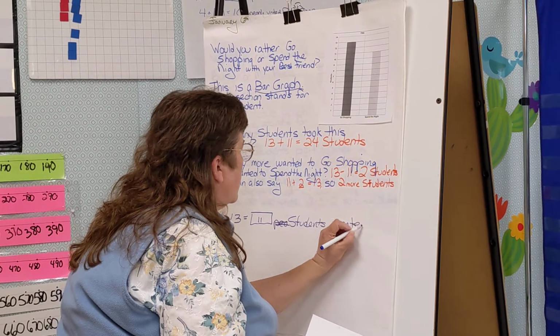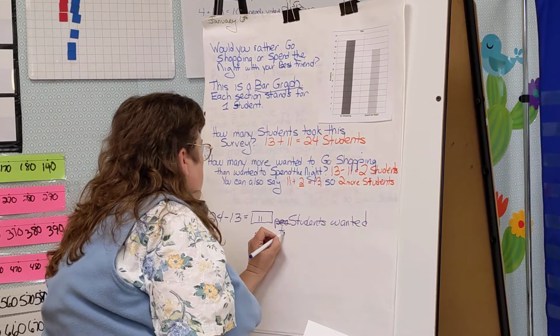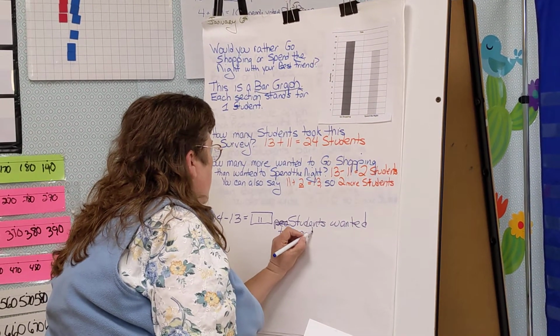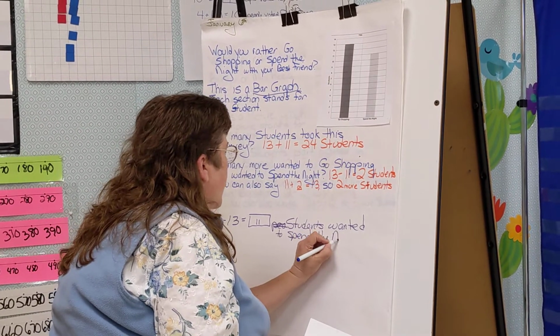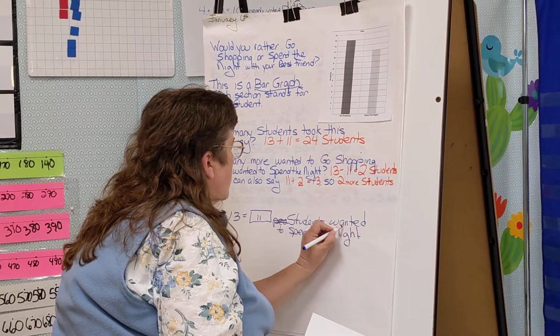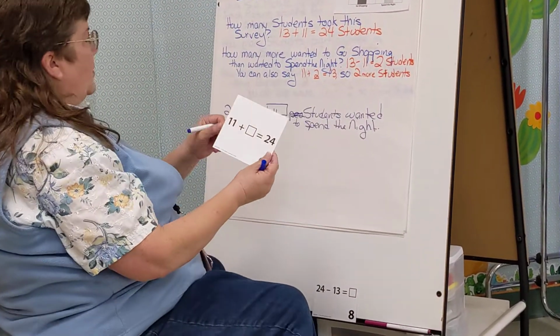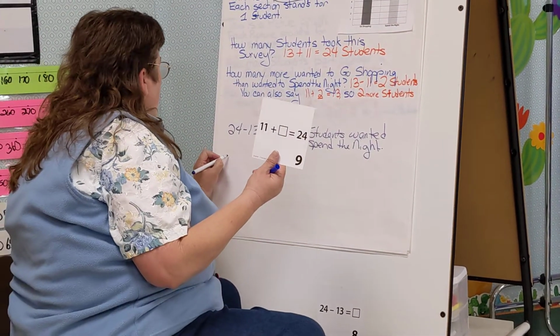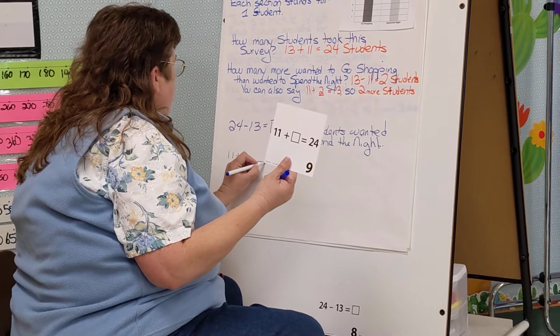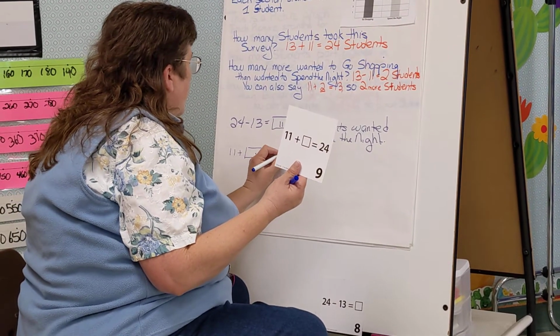Wanted to spend the night. Okay, now this one, 11 plus what equals 24? So 11 plus blank equals 24.